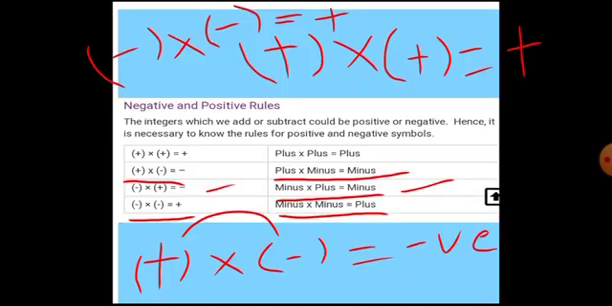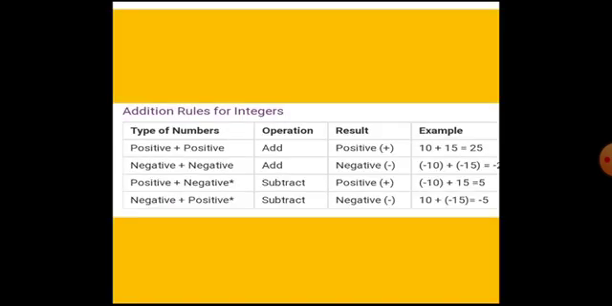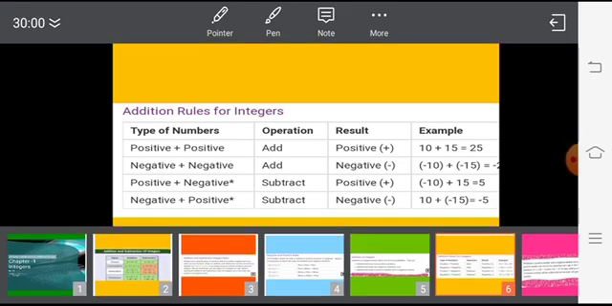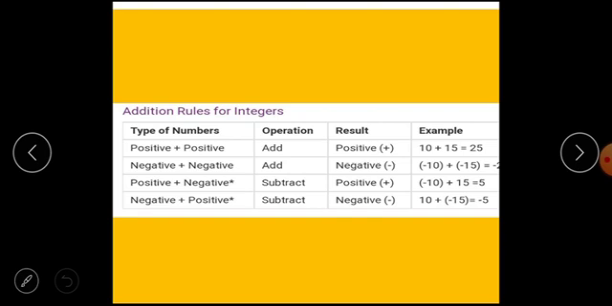So you can see here, students, in the first case I am doing positive plus positive. Here I am taking two integers, both positive, and I am doing addition of these two numbers. For example, the first example is 10 plus 15. 10 is a positive integer, and 15 is also a positive integer.